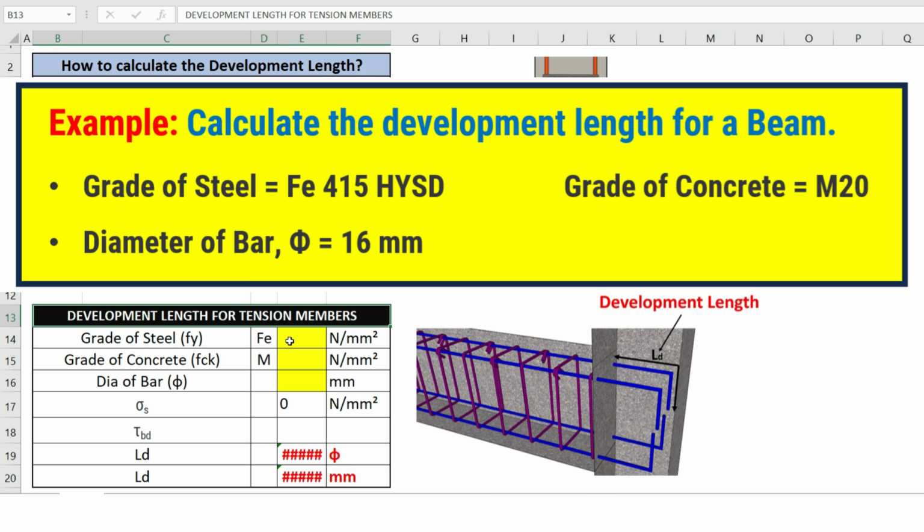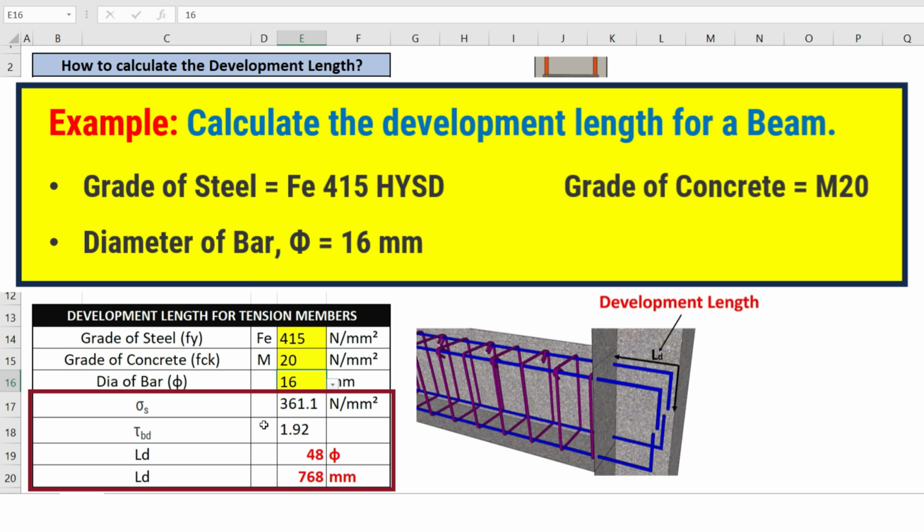Click on the yellow cell for grade of steel, select Fe415 from the drop-down list. Next, choose M20 as grade of concrete, and select 16 mm as diameter of bar. As you can see, all the values are calculated automatically. So that's all about this video.